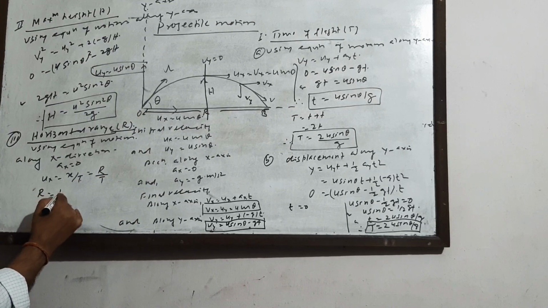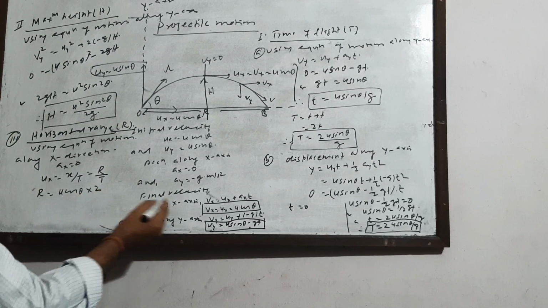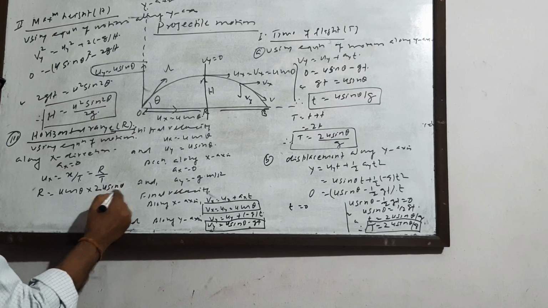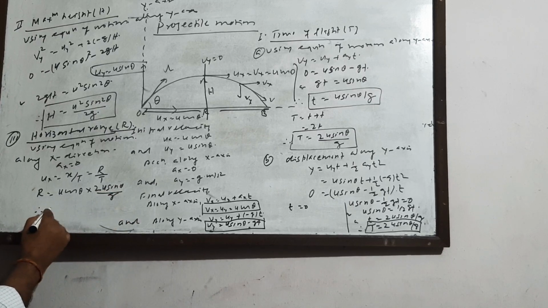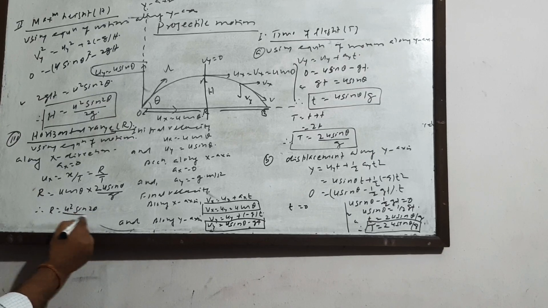R equals Ux, meaning U cos theta, times t, where t equals the time of flight, here 2U sin theta by g. So the final expression is R equals U square sin 2 theta by g.